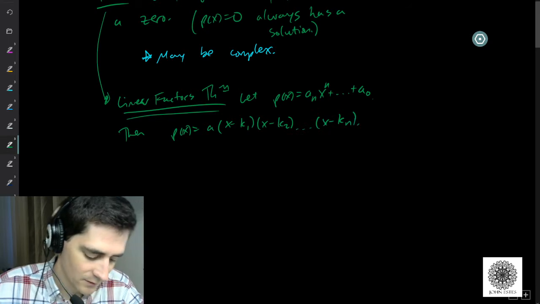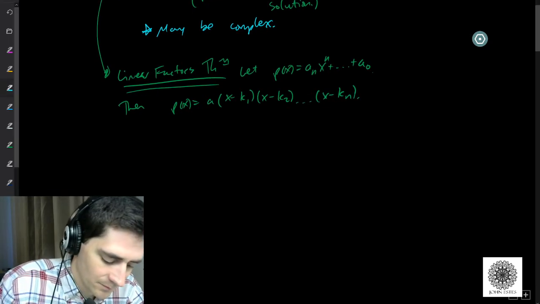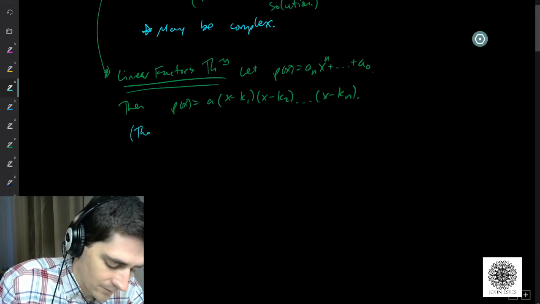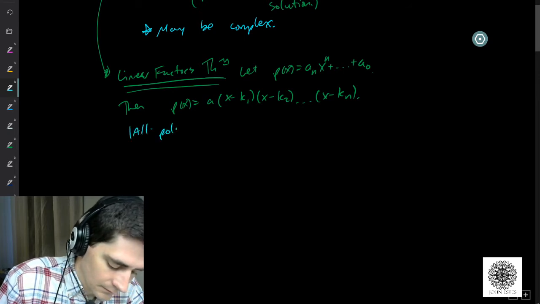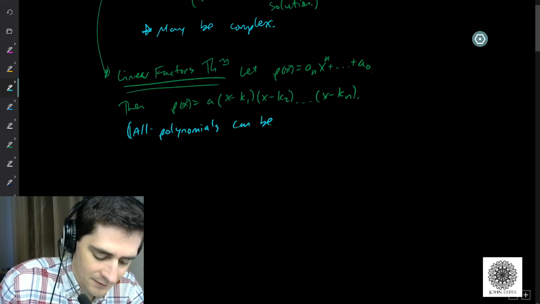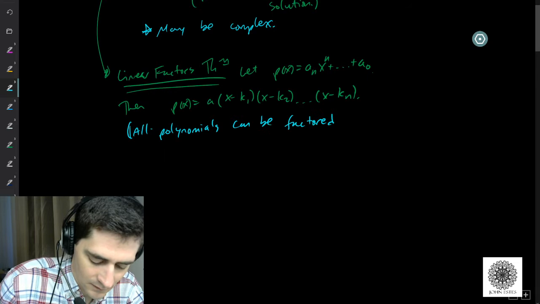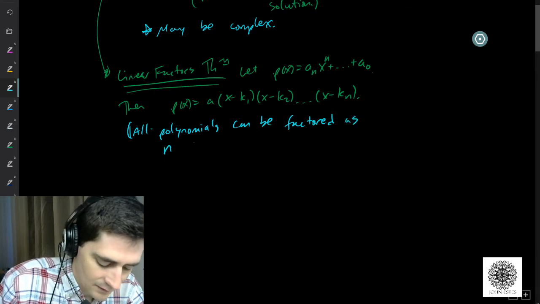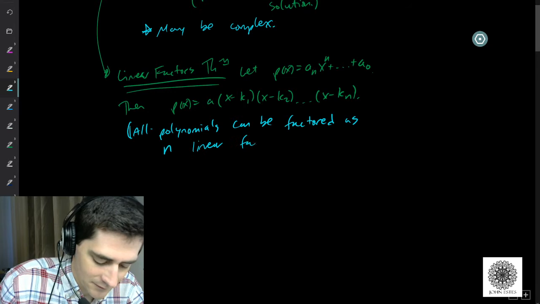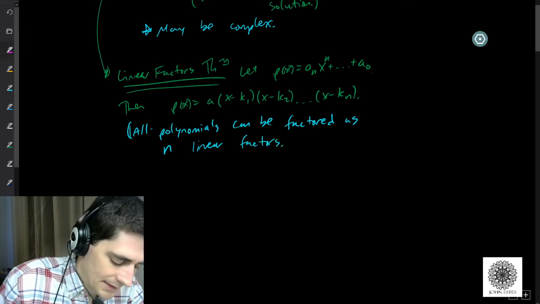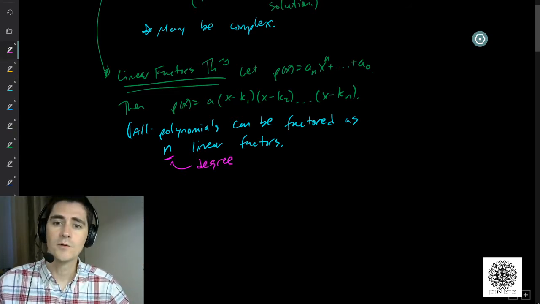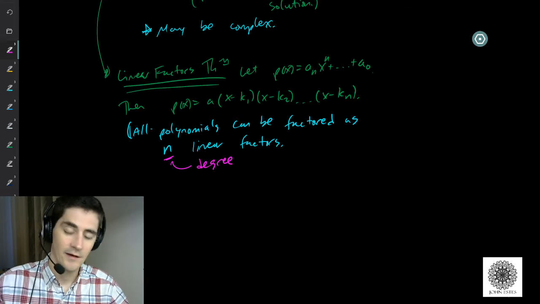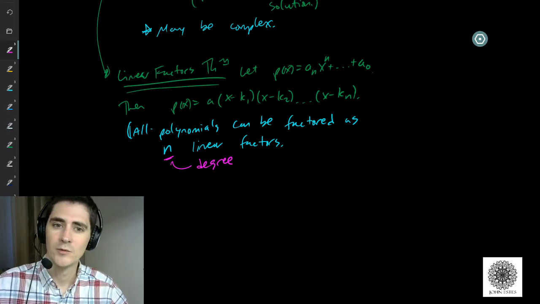And there are a few key points that I want to point out here. First of all, we're saying all polynomials can be factored as n linear factors. And here n, by n we mean the degree. So that means all fourth order polynomials can be factored as 4 linear polynomials multiplied together.